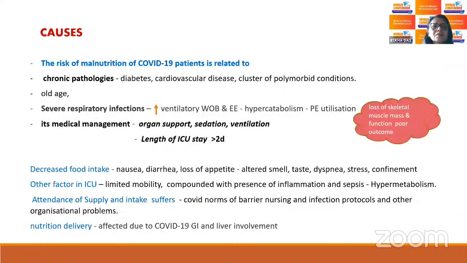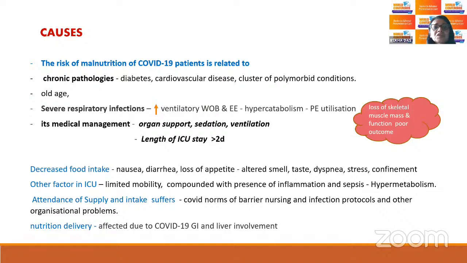malnutrition. The risk of malnutrition in COVID-19 patients is related to the chronic pathologies, the diabetes, the cardiovascular disease, hypertension, and the cluster of polymorbid conditions, the old age, even obesity, which is associated with increased risk of malnutrition, as well as the severity of the disease, which we witnessed in this second wave. The young adults who were obese suffered a lot. Severe respiratory infections increase the ventilatory work of breathing and energy expenditure, resulting in hypercatabolism and protein energy utilization. Its medical management, like the organ support, sedation, ventilation, length of stay of more than 2 days, all can lead to loss of skeletal muscle mass and poor function and outcome.